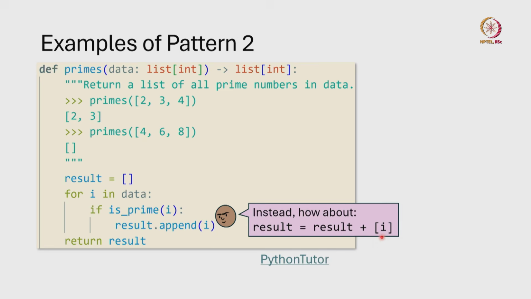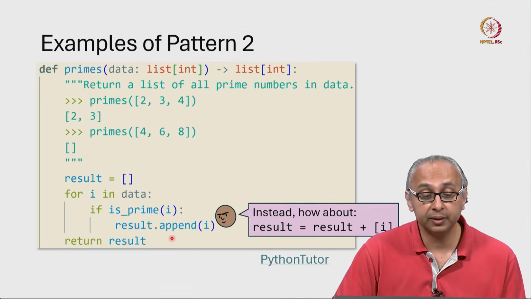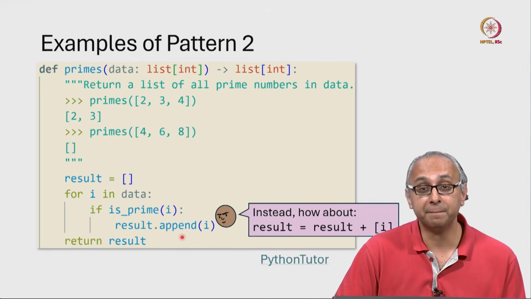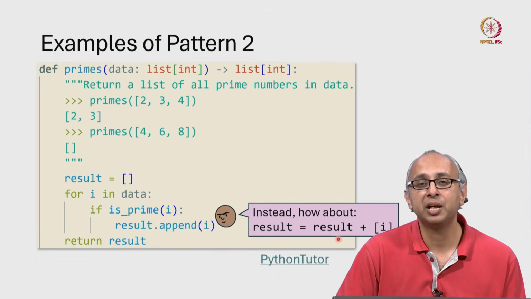Notice that I here is put inside square brackets. What we're saying is result is already a list, and to this list concatenate or glue this other list which only has one item in it. So here are two ideas, one using the append method and the other using our friend's suggestion. Let's look at both of these ideas on Python Tutor.